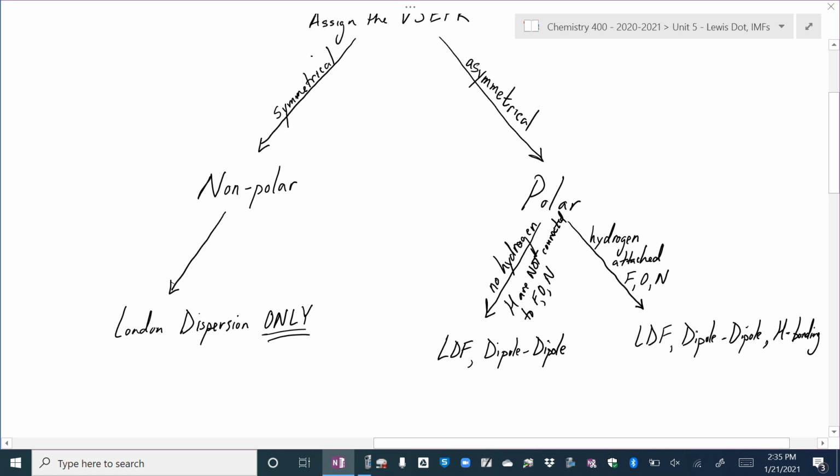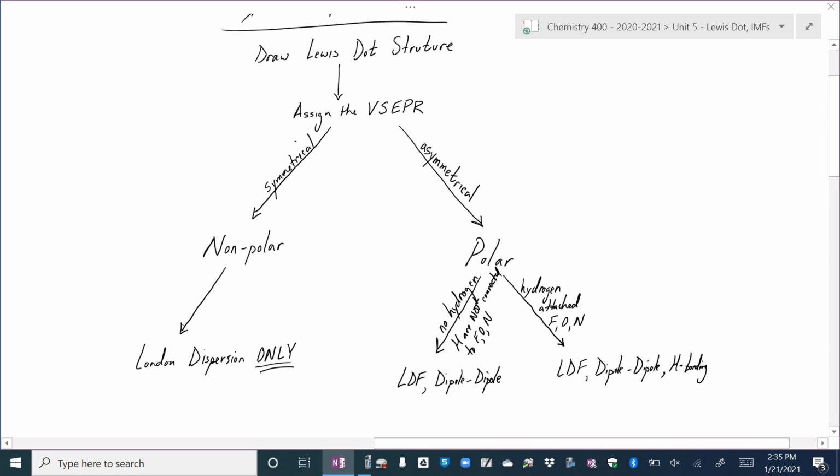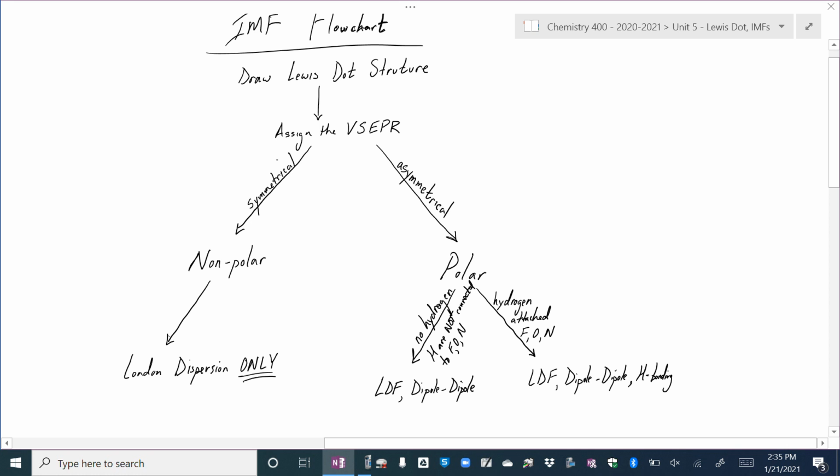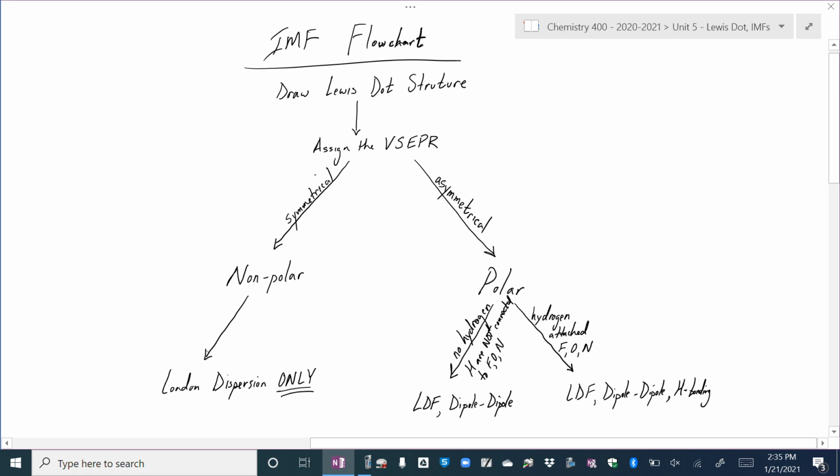So that's our flow chart. We draw our Lewis dot structure, assign a VSEPR shape, and decide if it's symmetrical or not. If it's symmetrical, it's nonpolar, London dispersion only. If it's asymmetrical, it's a polar molecule, so it has dipole-dipole, but then if it has a hydrogen attached to F, O, or N, it has all three. So there's our IMF flow chart, and we're going to be using that. You're going to need your periodic table and your VSEPR chart out.